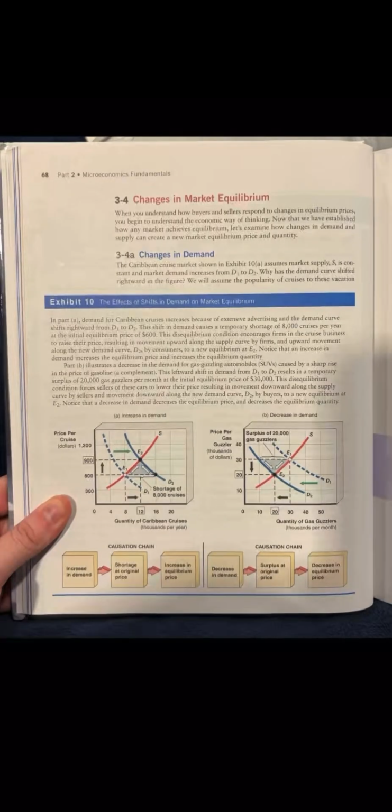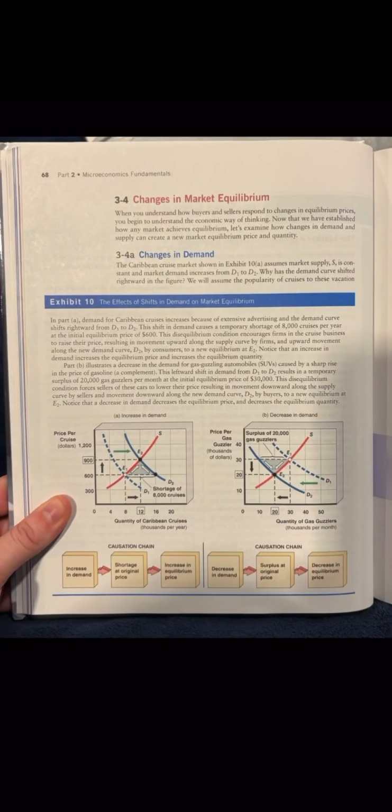3-4. Changes in market equilibrium. When you understand how buyers and sellers respond to changes in equilibrium prices, you begin to understand the economic way of thinking. Now that we've established how any market achieves equilibrium, let's examine how changes in demand and supply can create a new market equilibrium price and quantity.